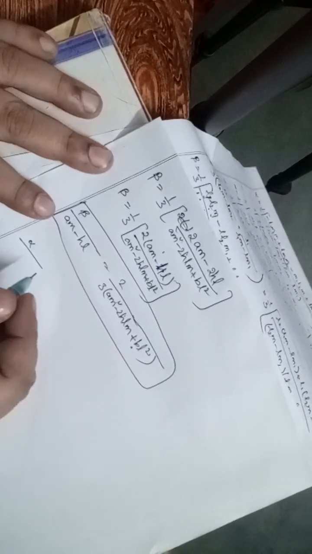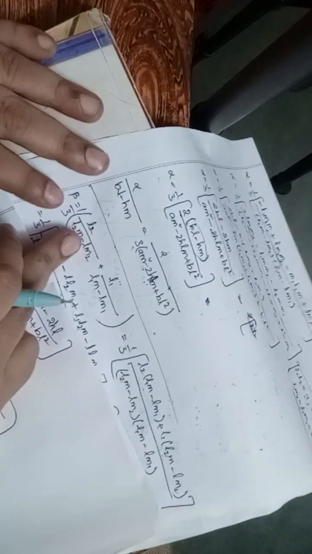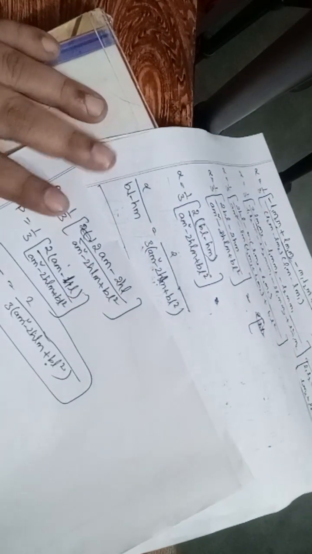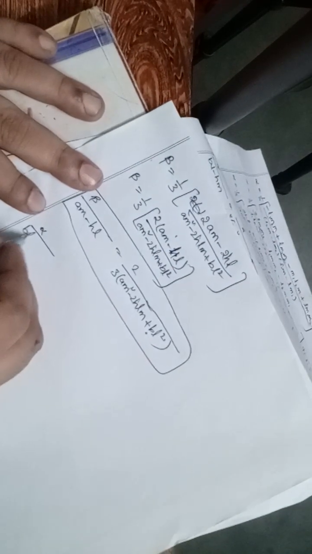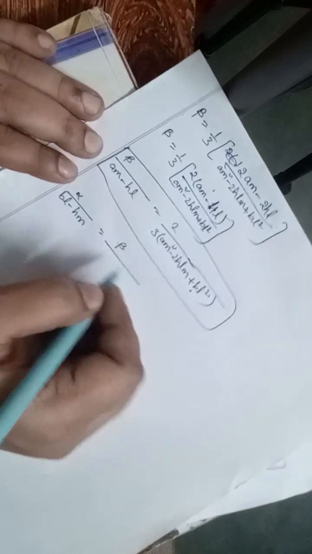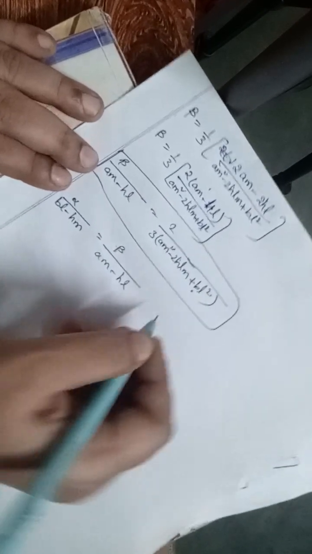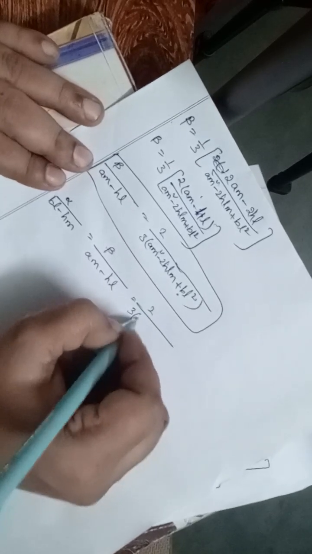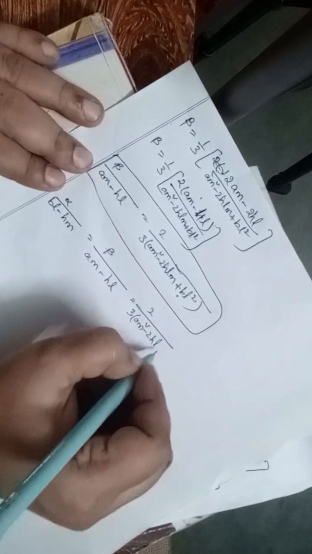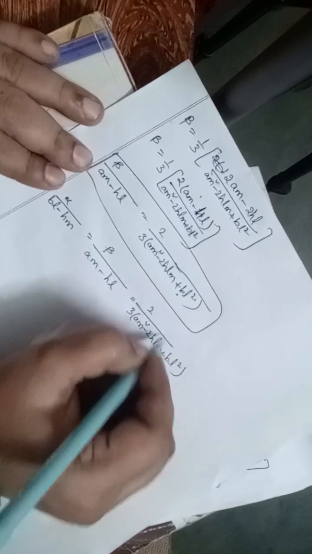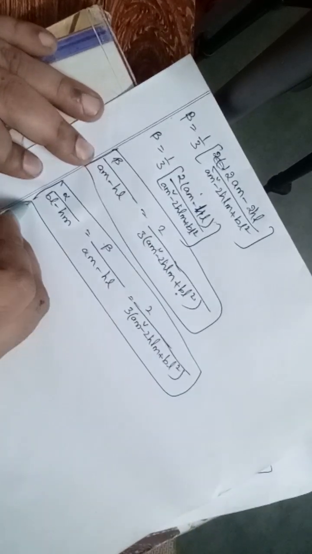What is given in the question? The question is alpha by BL minus HM equals beta by AM minus HL equals 2 by 3 into AM square minus 2HLM plus BL square. This is the solution we have to prove. We got it, right?